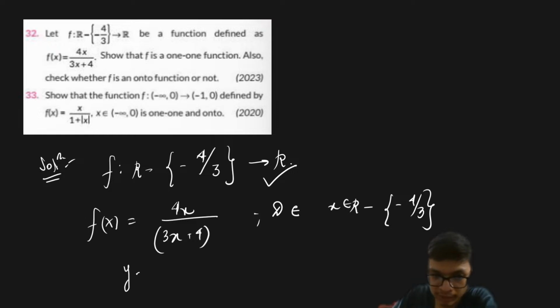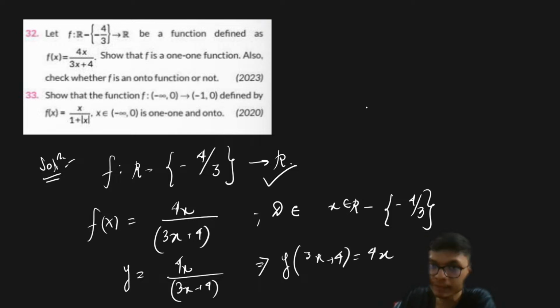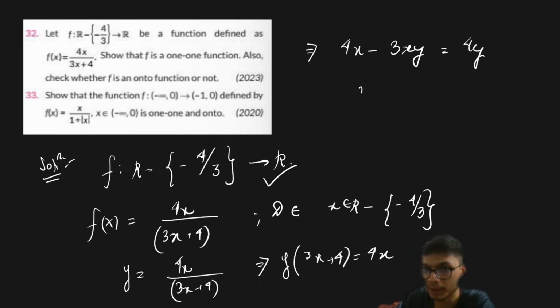For the range, I will consider y = 4x / (3x + 4). Now I will try to express x in terms of y. So I will multiply this out and simplify x in terms of y. I will take 4x - 3xy = 4y. From here I get x as common, so I can write this as x(4 - 3y) = 4y. So from here I get x = 4y / (4 - 3y).